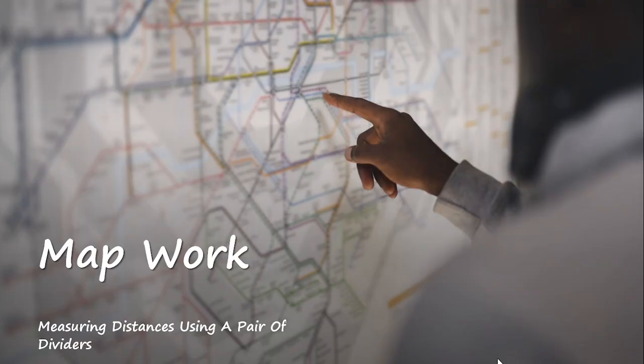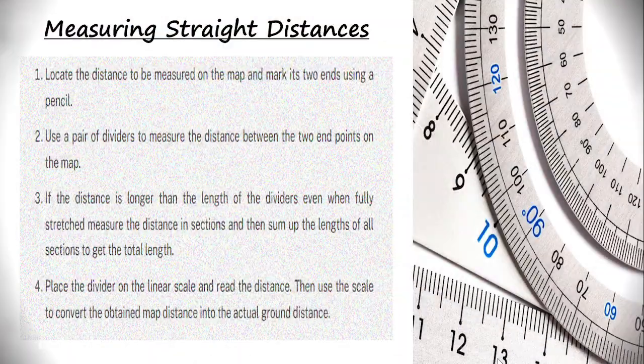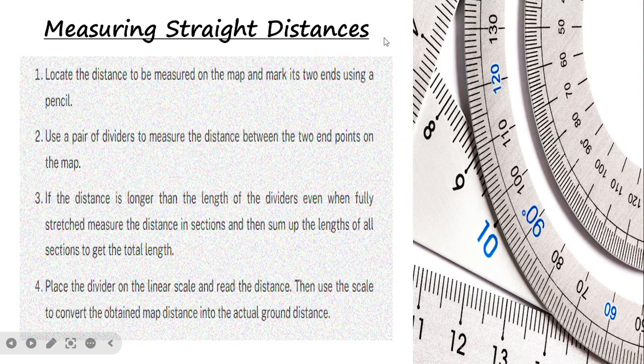We'll be using this pair of dividers to measure straight distances or curved distances. We'll start with measuring straight distances. Here are the procedures. First, you have to locate the distance to be measured on the map and mark its two ends using a pencil. Simply like that. If you've located the points which you want to measure, maybe points A and B.